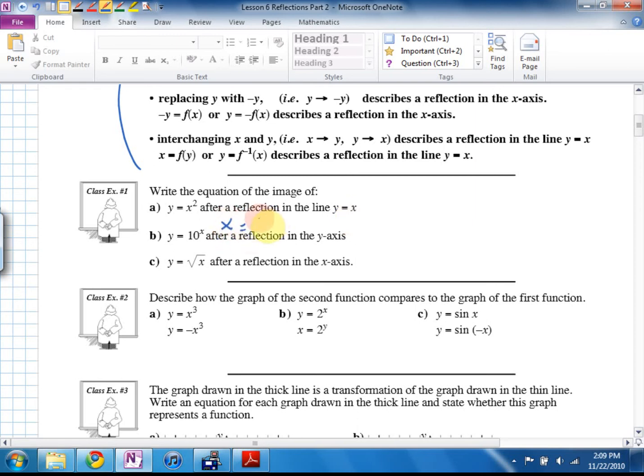B, reflection in the y-axis. I got to always think, because Chelsea, you're right, it is confusing. The y-axis is this one. So I'm sitting around the y-axis like that. I kid you not, I do this. What changed? Horizontals. My lefts became rights, and it is a horizontal reflection. This is what you get when you replace horizontal x with negative x. So the equation would look like y equals 10 to the negative x. The exponential graph would look like this, and do that.